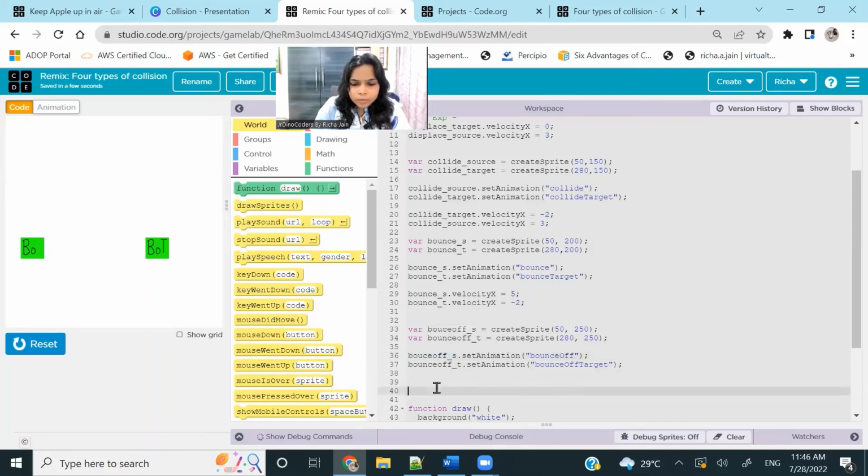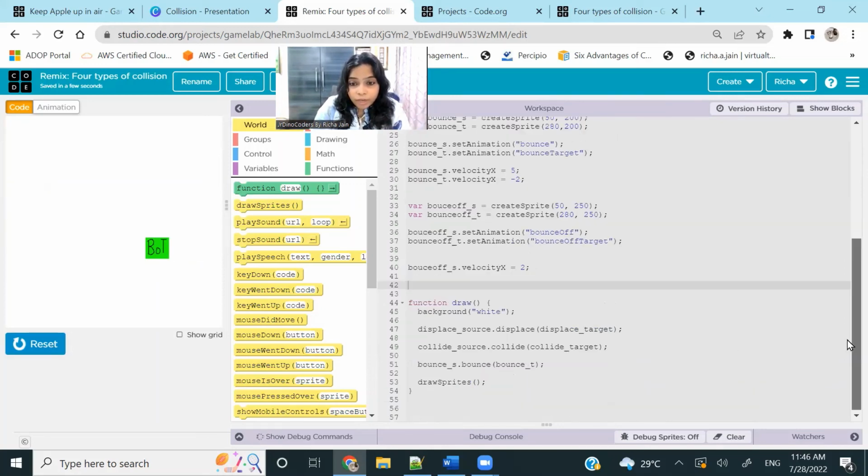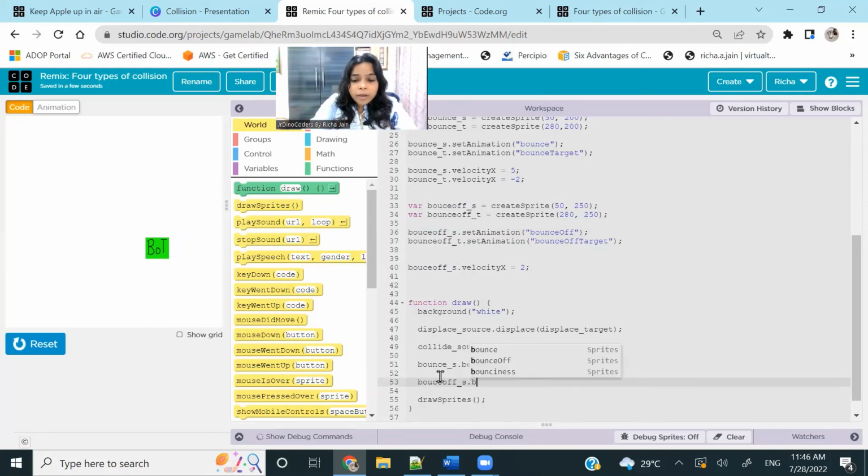Bounce off source, the velocity x, say for example 2. And let's not give any velocity to the target. Let's keep it as it is. You will notice that the velocity of target is not changed. Oh, we need to first give them the bounce off character. So whenever we are writing any type of collision, it is like source dot the command, and within the bracket will come the name of the target. Bounce off.